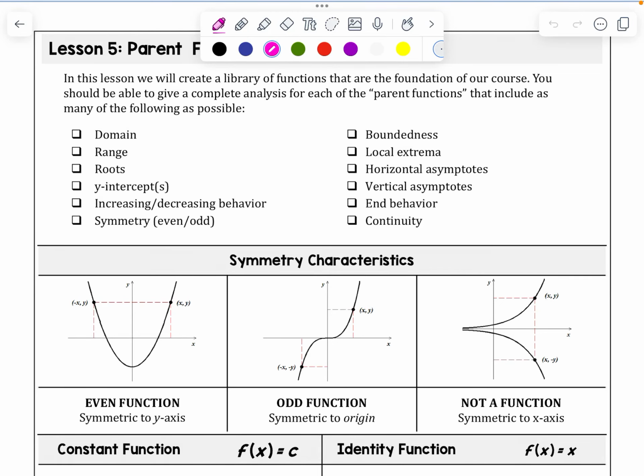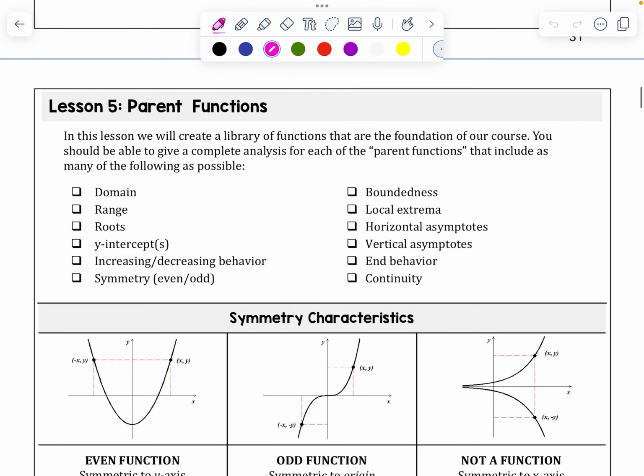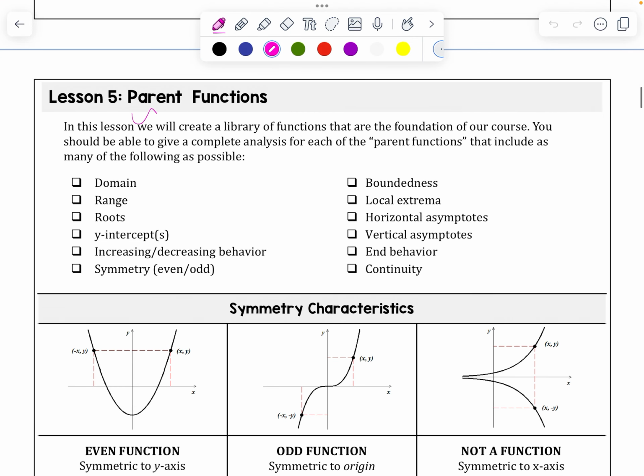Hey everybody, we are back and we're working on lesson 5, parent functions. So in this lesson, we're going to be talking about a library of functions that are the foundation for our course. We've been using a little bit so far, but today we're going to start talking about all sorts of parent functions that include domain, range, roots, y-intercepts.